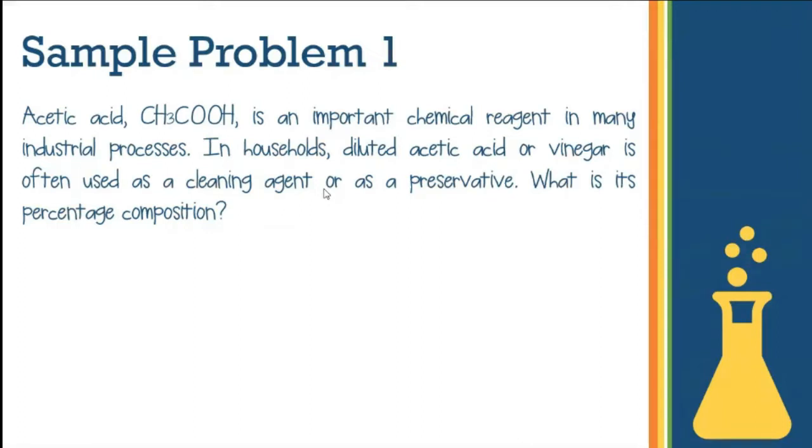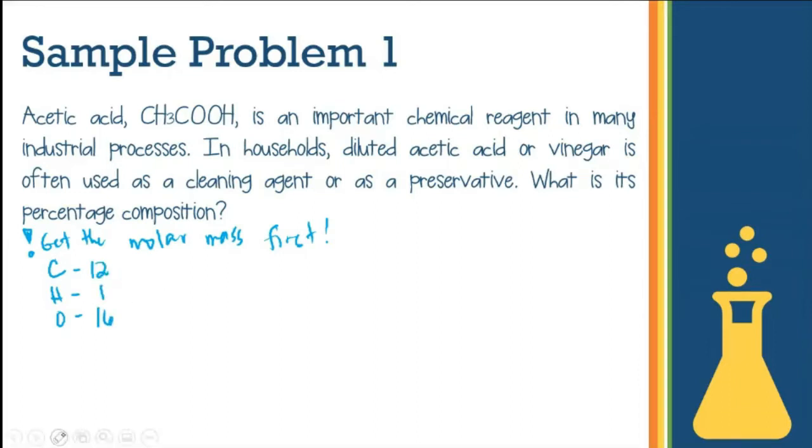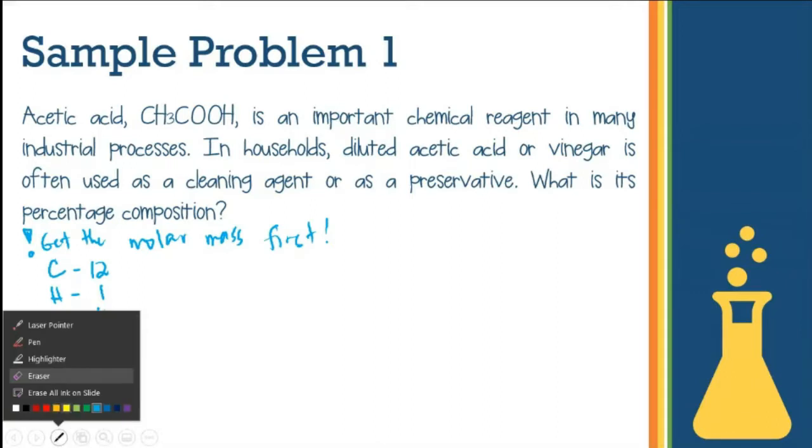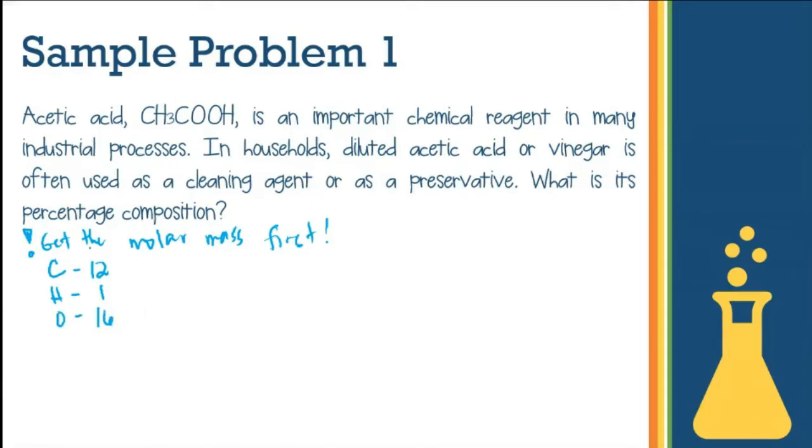Unang-una sa lahat ng gagawin nyo, lagi nyo munang isusolve ang molar mass. So, lagi yon. First things first, get the molar mass first. Okay? So, meron tayong CH3COOH. So, C, H, and O lang yung present na elements natin. Ang mass ni carbon is 12, si hydrogen is 1, si oxygen is 16. So you can use AMU, but for this time, para medyo mas mabilis tayo, I will be using grams na. 12 grams, 1 gram, 16 grams.